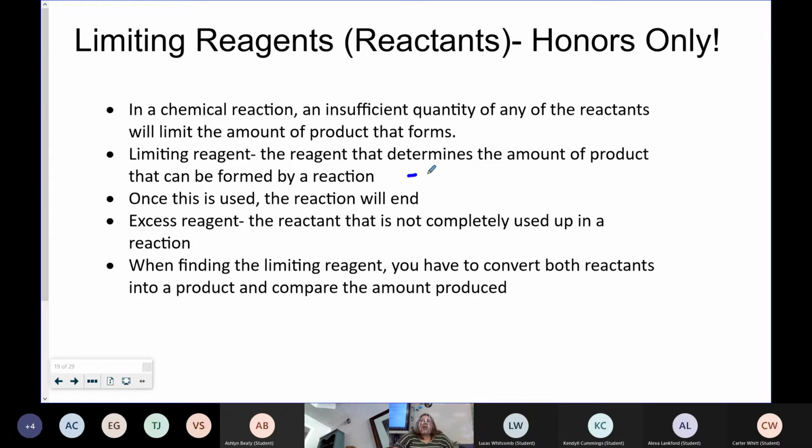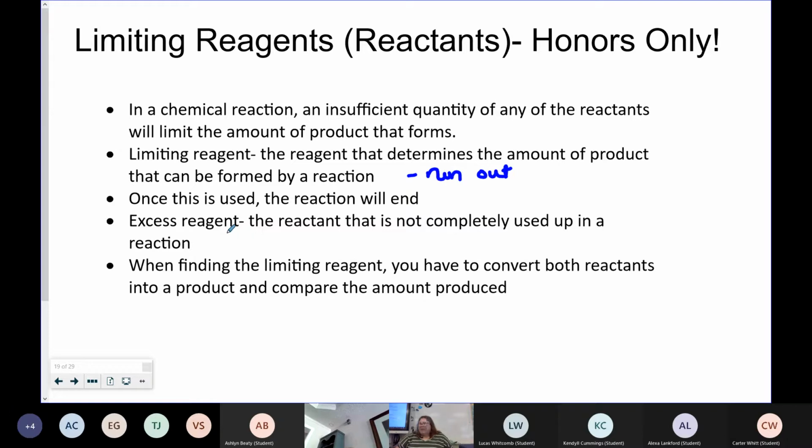So this will run out and be used completely up. And once we run out of that reactant, the reaction ends. It can't make any more product than what it already has, because it has to have both reactants to make products. Whatever does not run out, the other reactant, is our excess reagent. So this is not completely used up in the reaction. Some of it reacts, and then you're going to have leftovers.